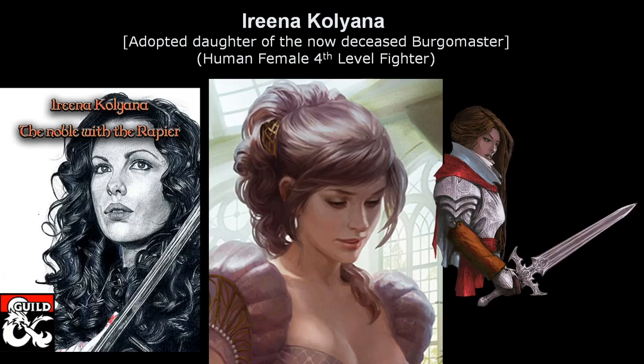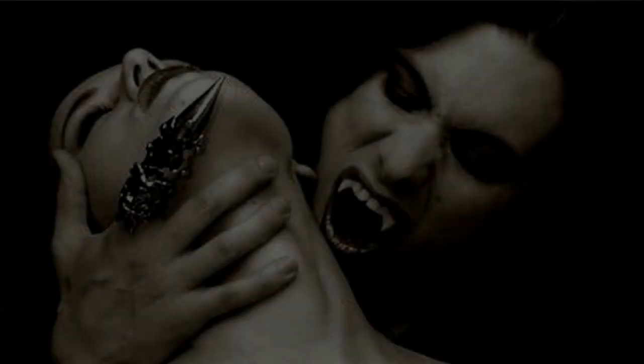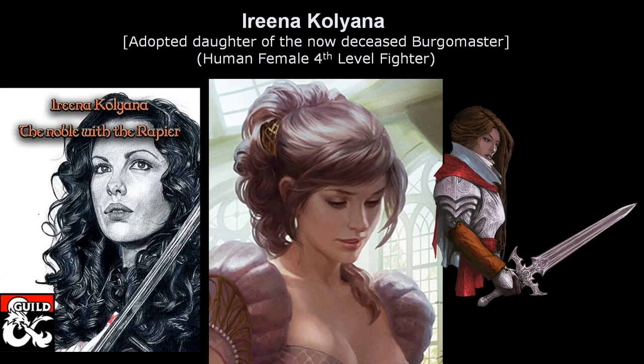Adopted daughter of the deceased Burgomaster, Irina has been bitten twice by Strahd. Her encounters with Strahd are fuzzy memories, but she can recall clearly the blazing hunger in his eyes. Now, the villagers are afraid of her and avoid her. Irina is a sweet but troubled woman. Although she appears mild, she has a strong will. Irina does not remember her early past. She does not know how she came to Barovia, nor where she came from.